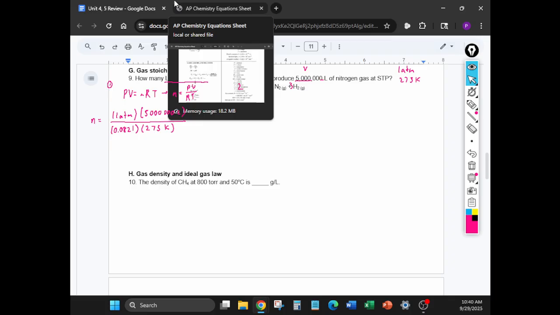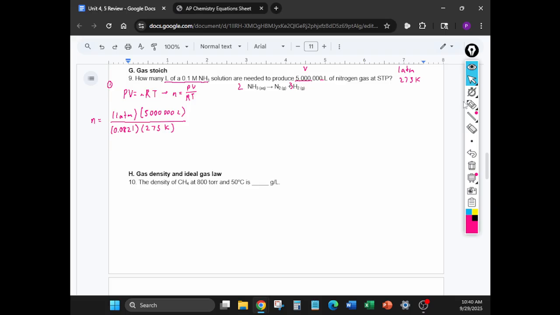Did I put that in correctly? And you should get about 223,000 for your moles. Okay, so 223,000. I got 81. I'll just keep it there. And this is moles of N2. Okay, so far so good on that? Yeah. Okay. All right, step 2.